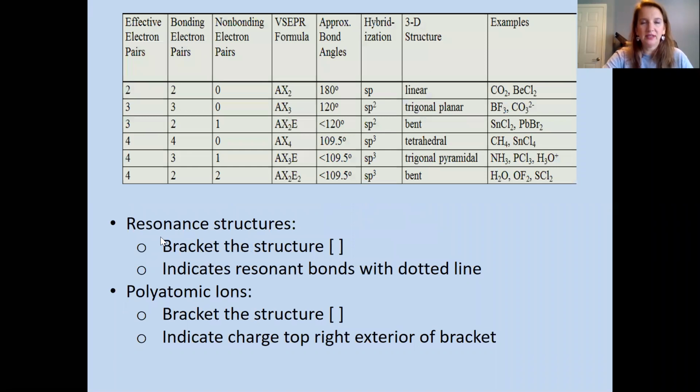We've already talked about resonance in the Lewis structure video. We've already talked about polyatomic ions in the Lewis structure video. So I'm going to skip over this slide.